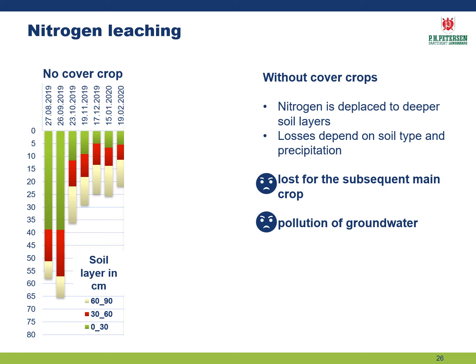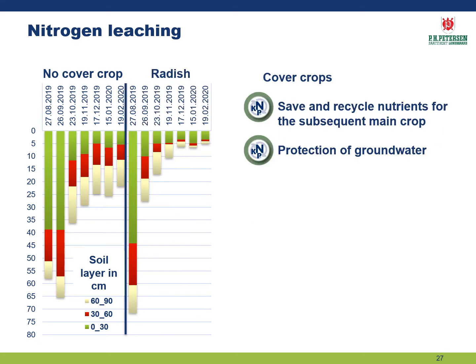Without a cover crop, nitrogen will be placed to deeper soil layers. Losses depend on soil type and precipitation. But they are lost for the subsequent main crop and they lead to pollution of the groundwater. If you grow a cover crop, it saves and recycles the nutrients for the subsequent main crop and protects the groundwater.